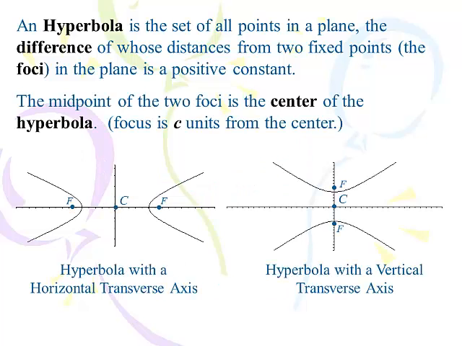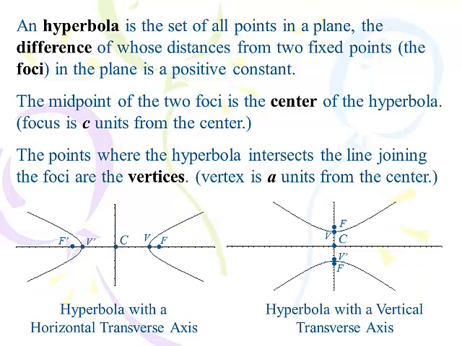So the midpoint of the two foci is the center of the hyperbola. And again, the focus is still C units from the center, just as it was in our discussion on ellipses. And again, horizontal transverse axis and vertical transverse axis. I'm kind of introducing that ahead of myself here a little bit. The points where the hyperbola intersects the line joining the foci are the vertices, and those are still A units from the center. Now the difference here is that A is smaller than C. Notice the foci are farther from the center than the vertices.